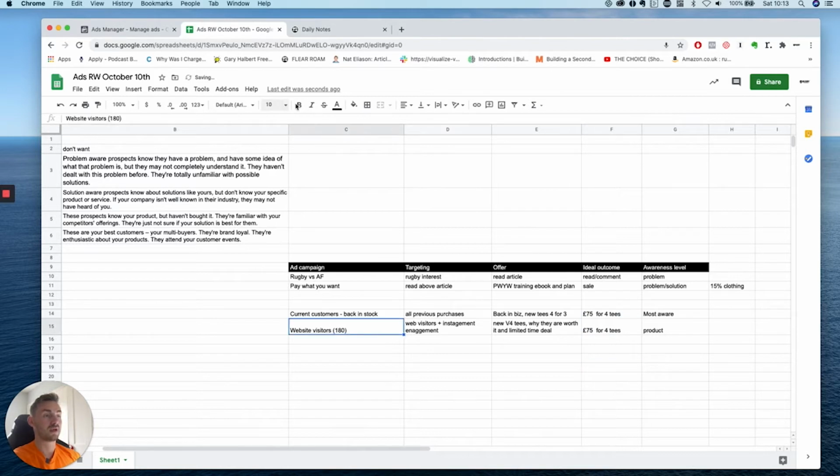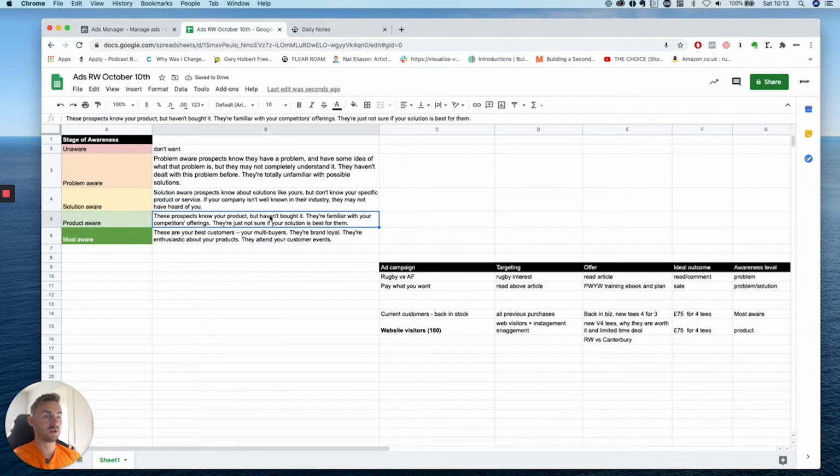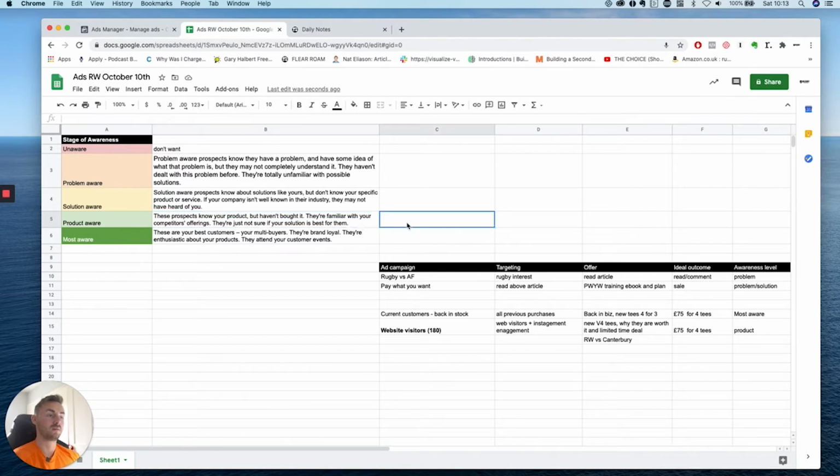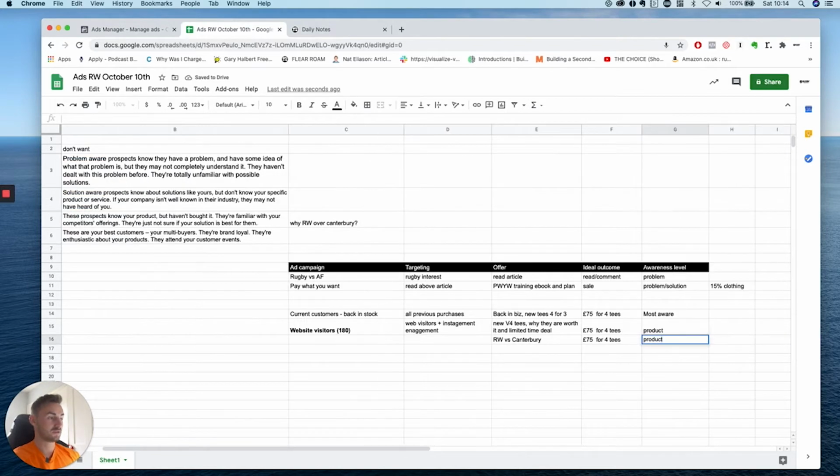And for this one as well, I'd like to do another ad targeting website visitors again, but I want to say here is Rugby Warfare versus Canterbury. I'm not going to diss Canterbury, but listen, they're product aware, but they're more familiar with the competitor. So they need to know why RW over Canterbury. I've got to give them reasons why, and that's what this ad's going to do. And again, I want them to take this offer. It's the only stock we've got in at the moment, the new performance tees. And these guys are product aware.